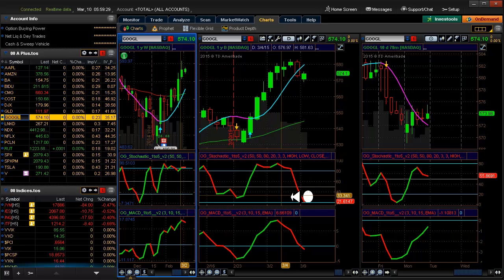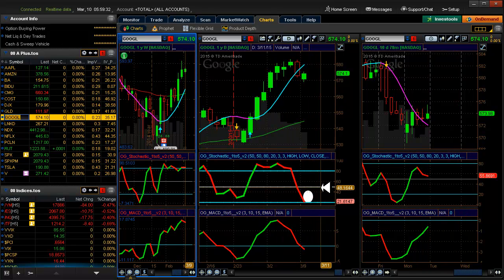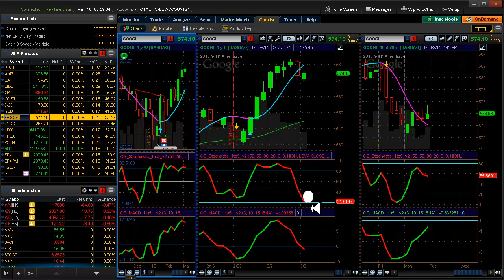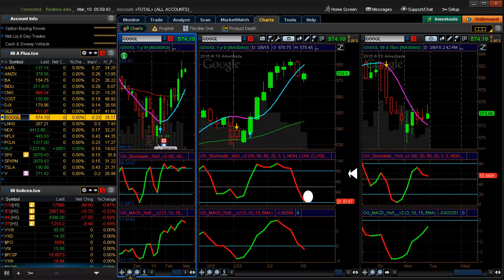Let's move right on to Google, which we were looking for a pop up, and we didn't get it. It actually gapped down at the open, but I don't know. It may make a move today or it may not, but I'm putting it on the setup list.